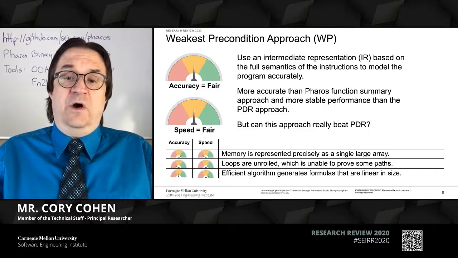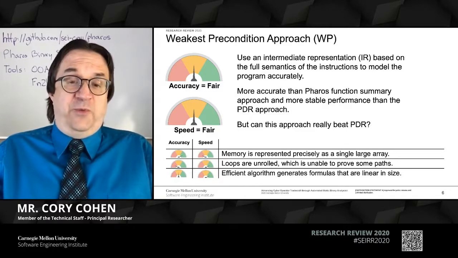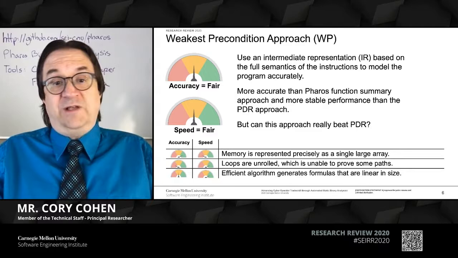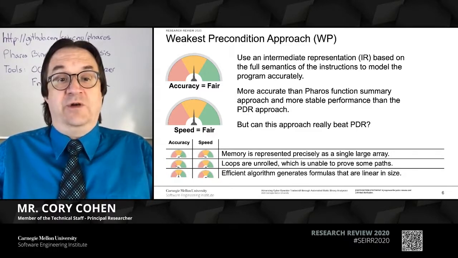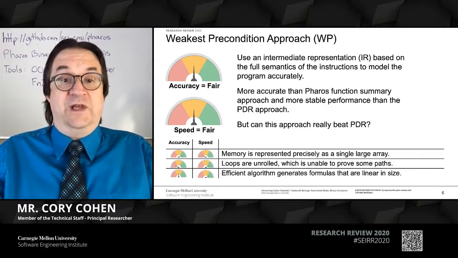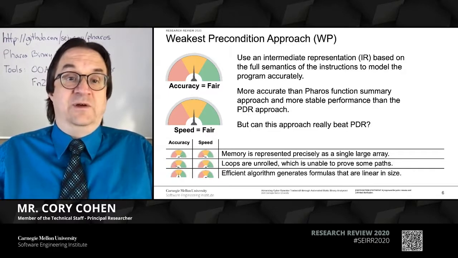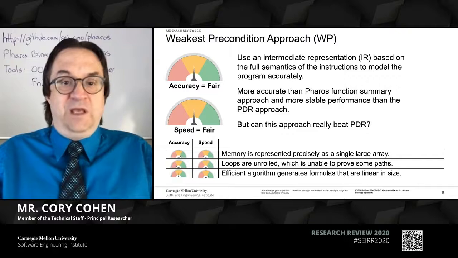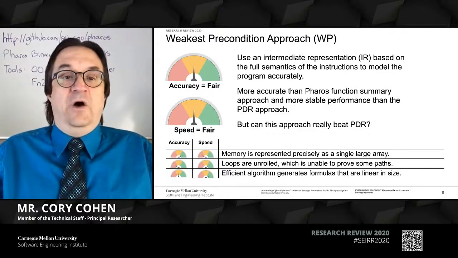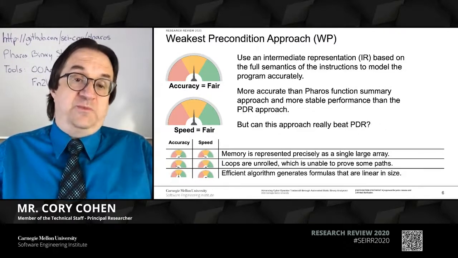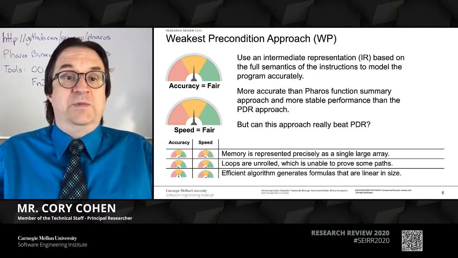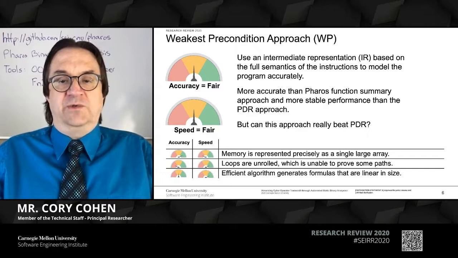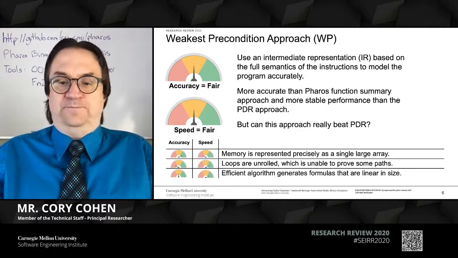And unfortunately, those performance problems could be an issue, but we've got some good news there, which is that the weakest precondition algorithm is known to generate formulas that are linear in size for the SMT solver. So it's kind of a medium balance here. Overall, we expect or know that this weakest precondition approach will be more accurate than the Pharos function summary approach, but the real research question going into this research was, can the PDR approach do better?